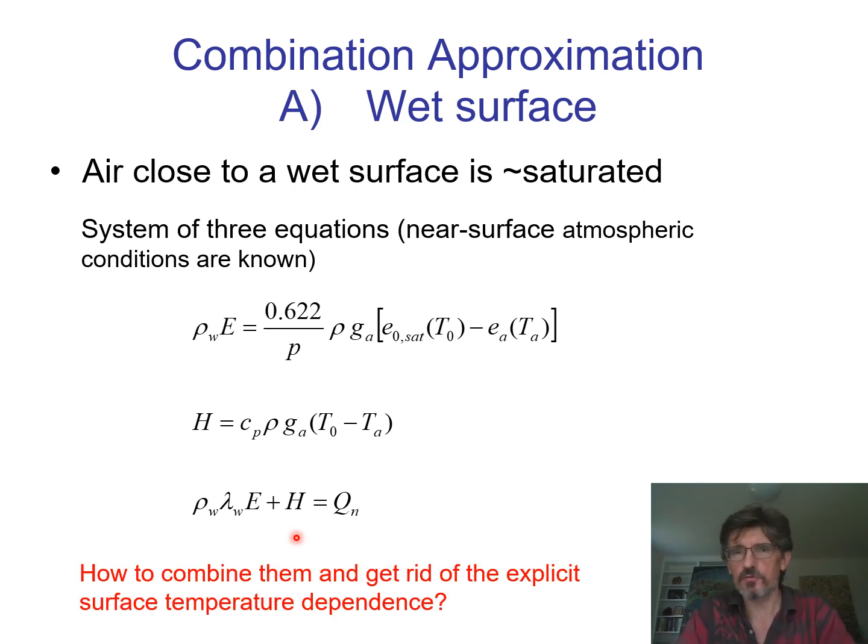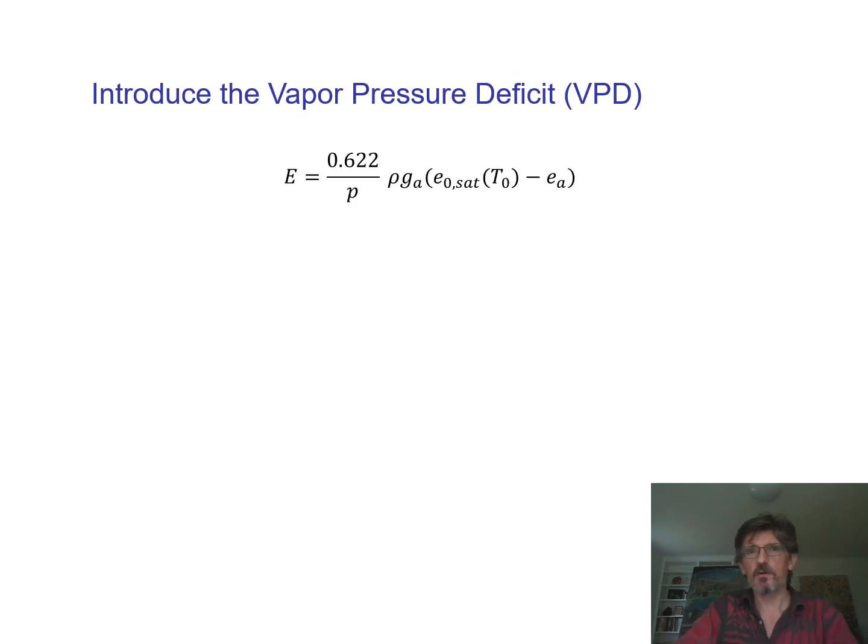How can we put those equations together? How can we get rid of the explicit surface temperature dependence, which is what gives us trouble here? The equation is nonlinear, so if we don't want to solve this system numerically, what do we do? That was Penman's original question. So what we can do is a little bit of massaging of the evaporation equation. Let's write it again here, what we had before.